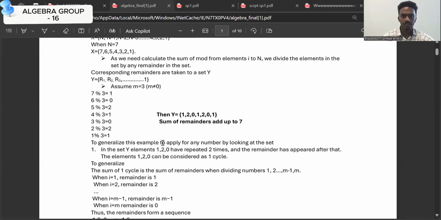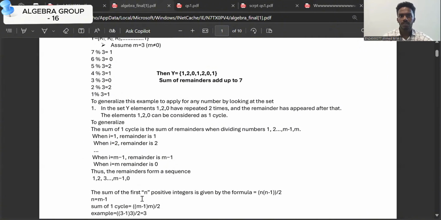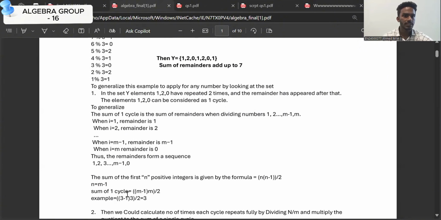When generalizing this concept, in the cycle, the remainders are 1, 2, 3, up to m minus 1, and 0. The sum of one cycle is the sum of integers 1 to m minus 1. The sum of one cycle is as follows from the above formula.